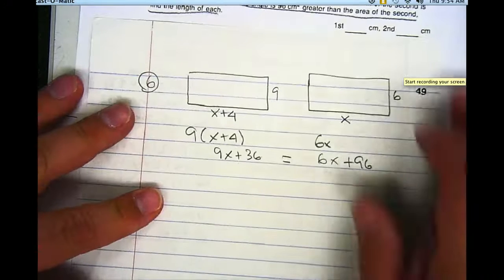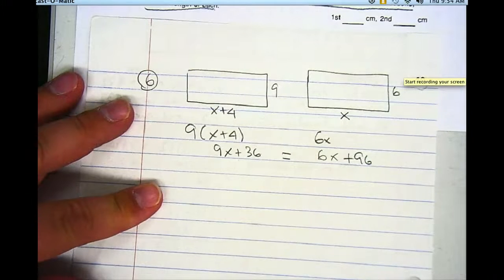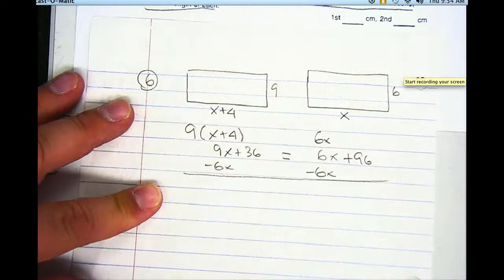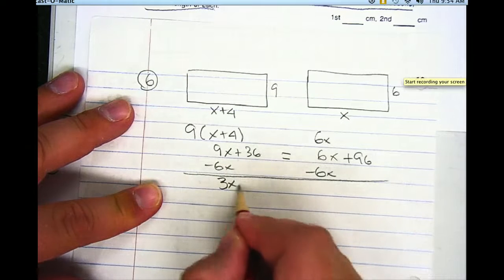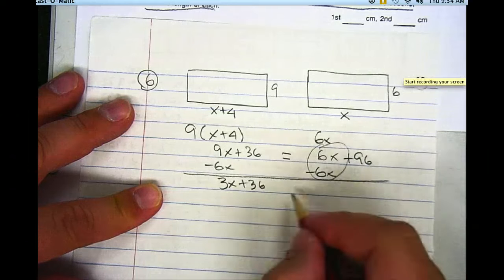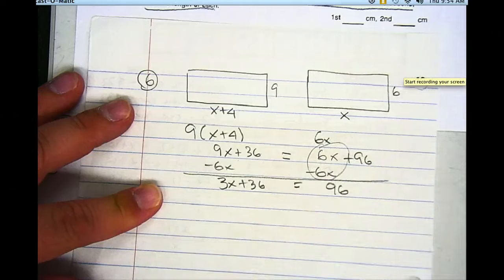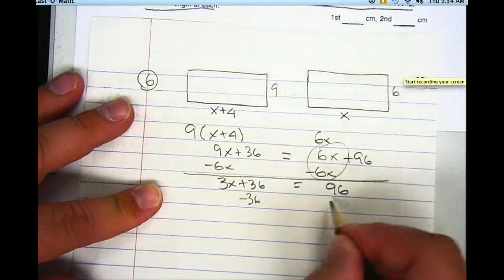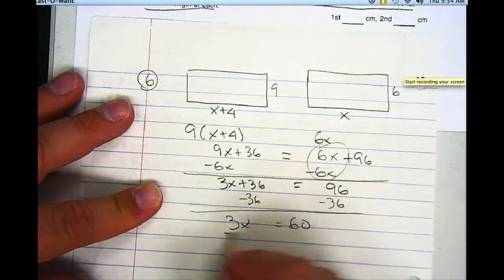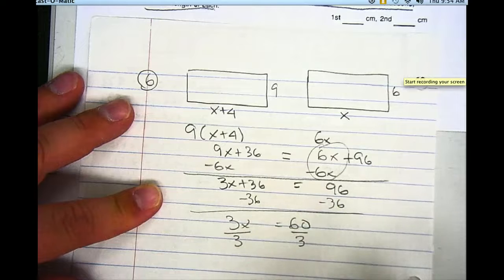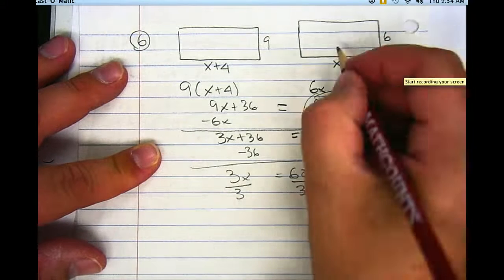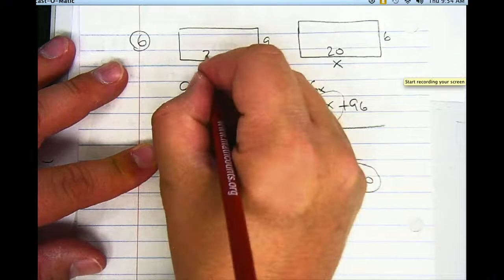First thing I have to do is get just x on one side of the equation, so I'll take 6x away from both sides. When I do that, I have 9x and negative 6x, which is 3x plus 36. The 6x and negative 6x make 0, so that's just equal to 96. Then I can take 36 off of each side, and I get 3x is equal to 60. I can divide both sides by 3, and I get x is equal to 20. So if x is equal to 20, then this has to be 24.